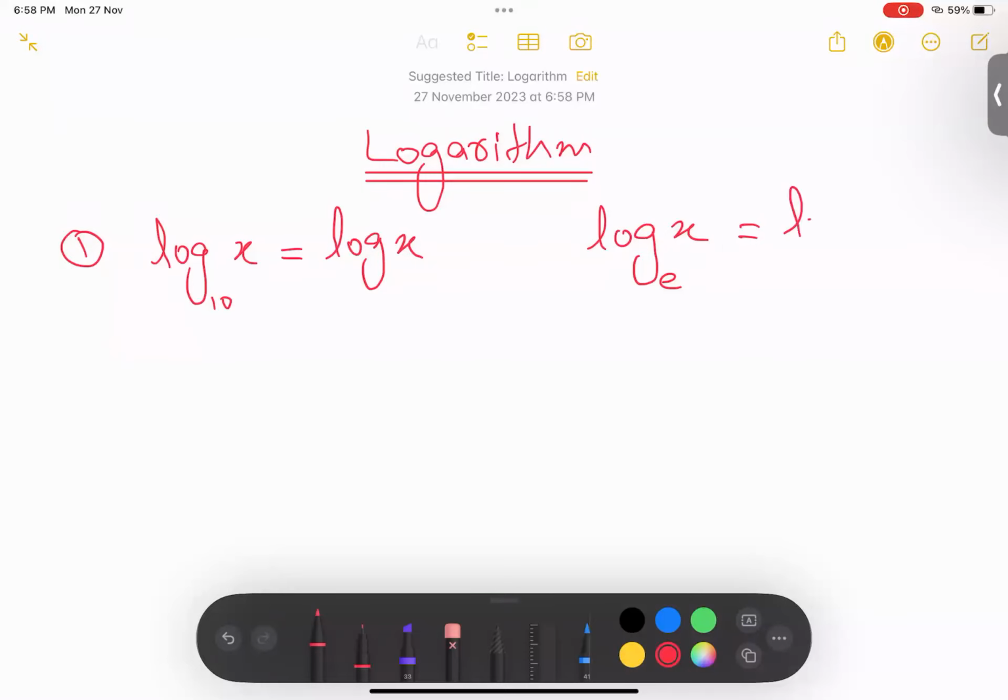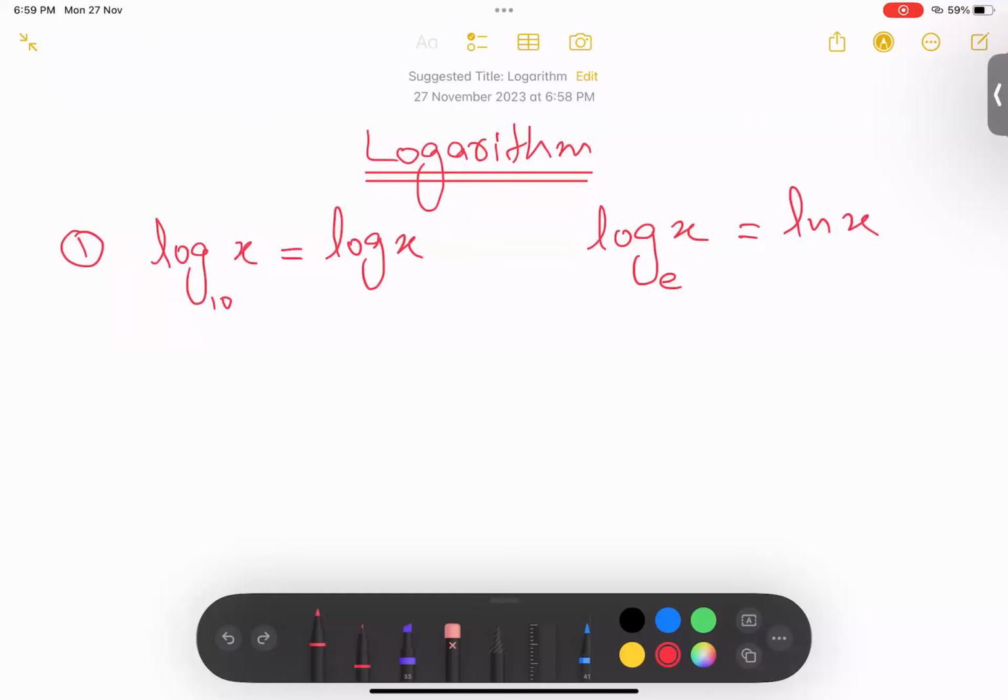They write ln of x. We write ln, but we pronounce it logarithm or ln. In short form we say ln, but it's also a logarithm, and the base is e, so this is actually ln. I hope that's clear. So let's go for the next part.